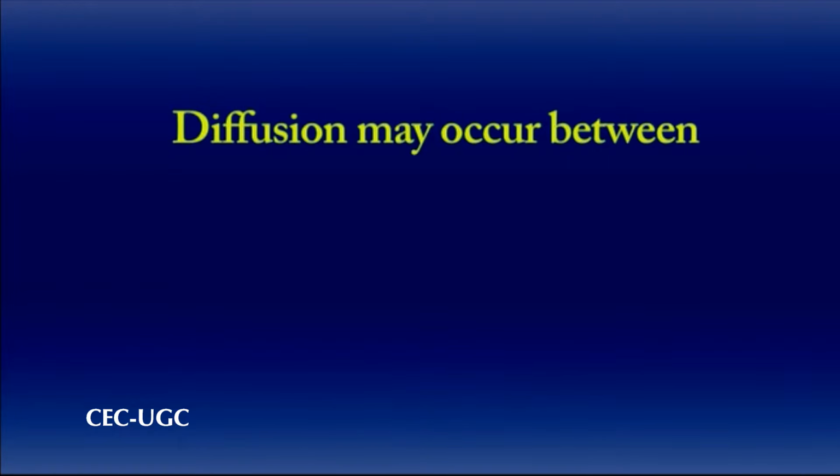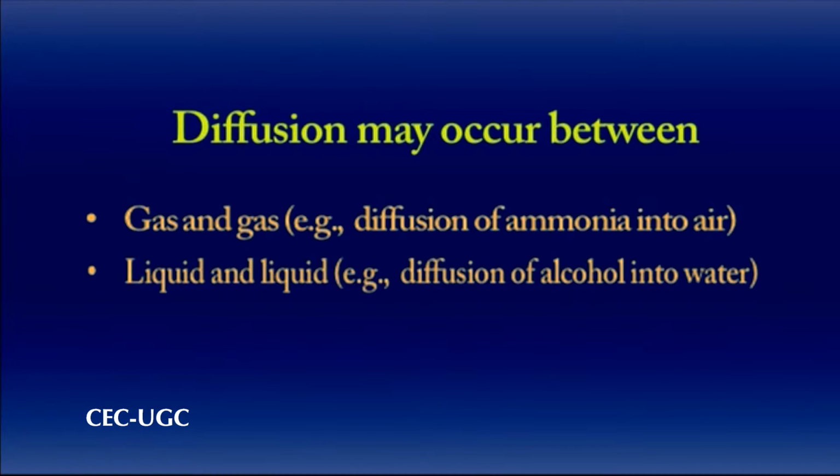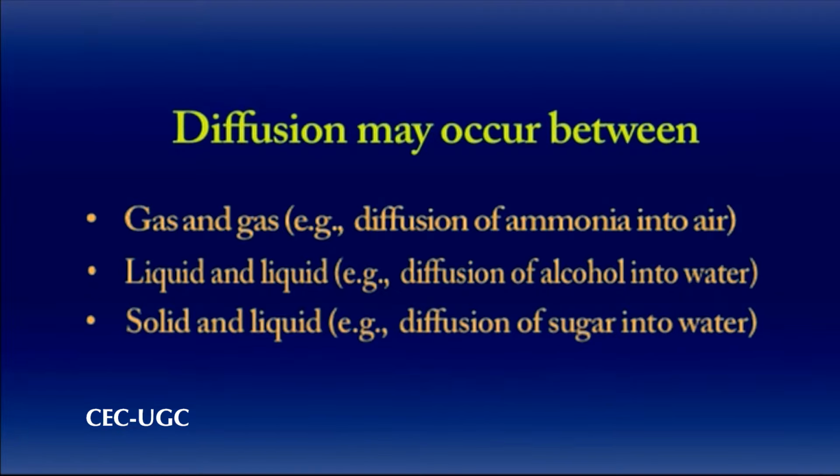Diffusion may occur between gases and gases, for example, diffusion of ammonia into air, liquid and liquid, for example, diffusion of alcohol into water, or solid and liquid, for example, diffusion of sugar into water.